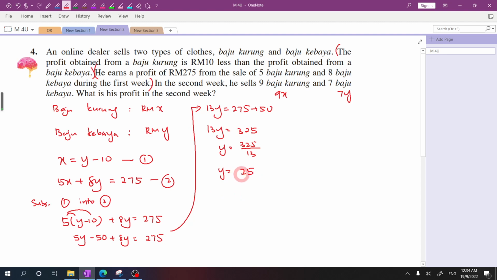Okay, I'm going to use this value to help me get the value of x. Substitute y equal to 25 into the first equation. x is equal to y minus 10. So we know that the value of x is equal to 15. Okay, so x is equal to 15, y is equal to 25. Now we can calculate the profit in the second week.